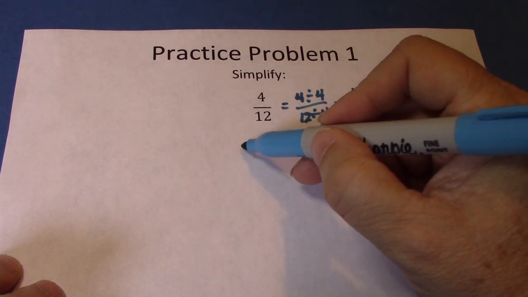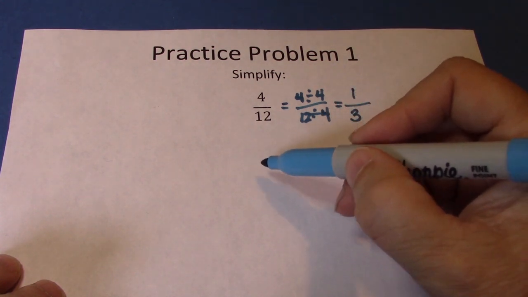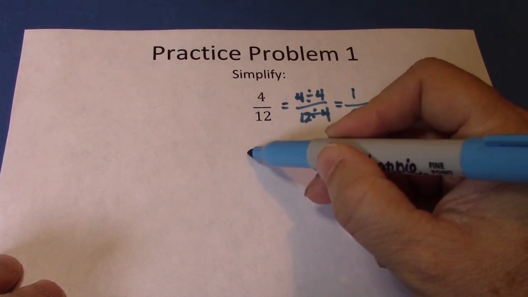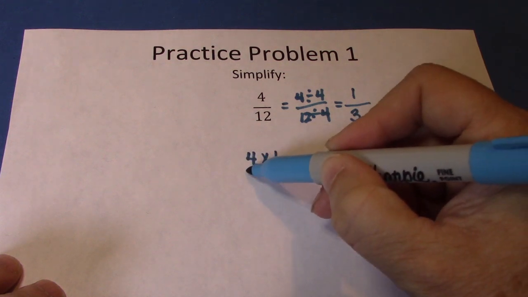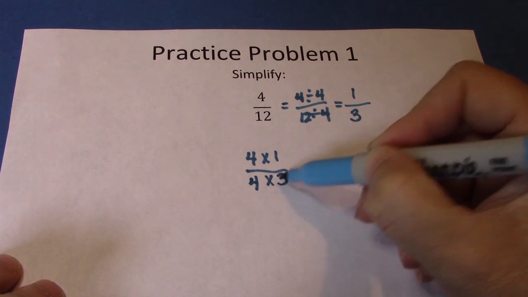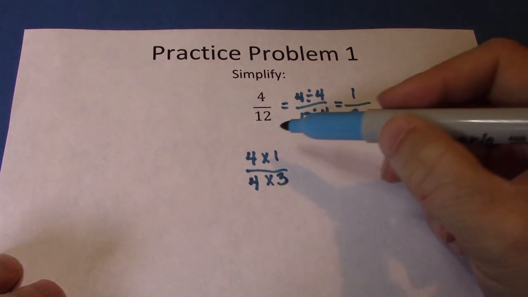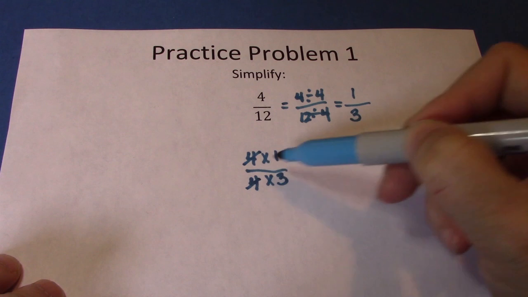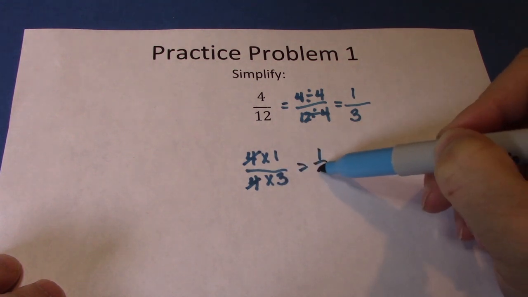The other way to do this is to factor it. So we could say that 4 is 4 times 1, and 12 is 4 times 3. Remove the common factors from the top and the bottom, that's the 4 and the 4, and we're left with 1/3.